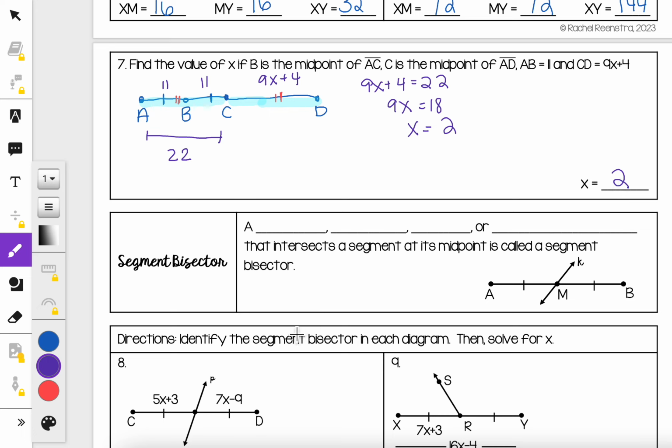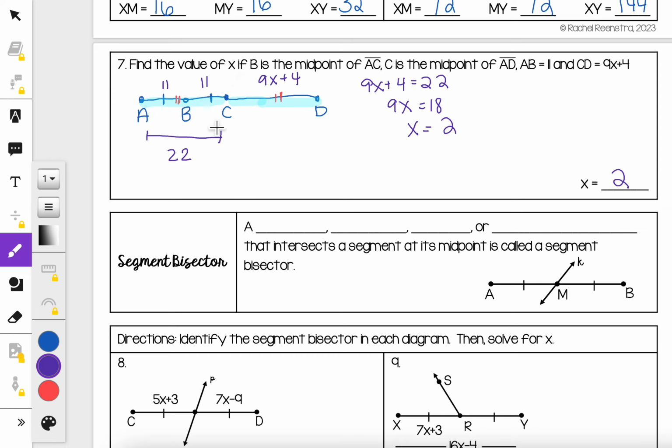Okay, so this one had a little bit more going on in that diagram. You want to be careful as you're reading it that you're making sure you kind of notate everything and use all the information that they give you.